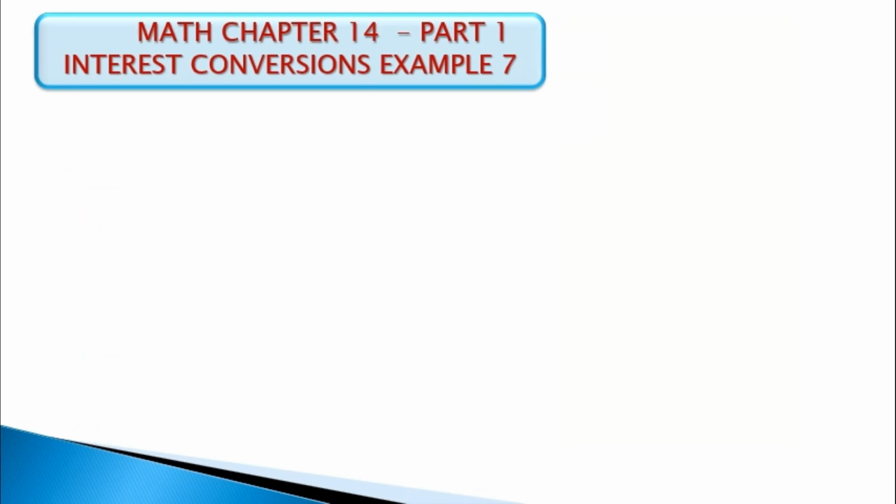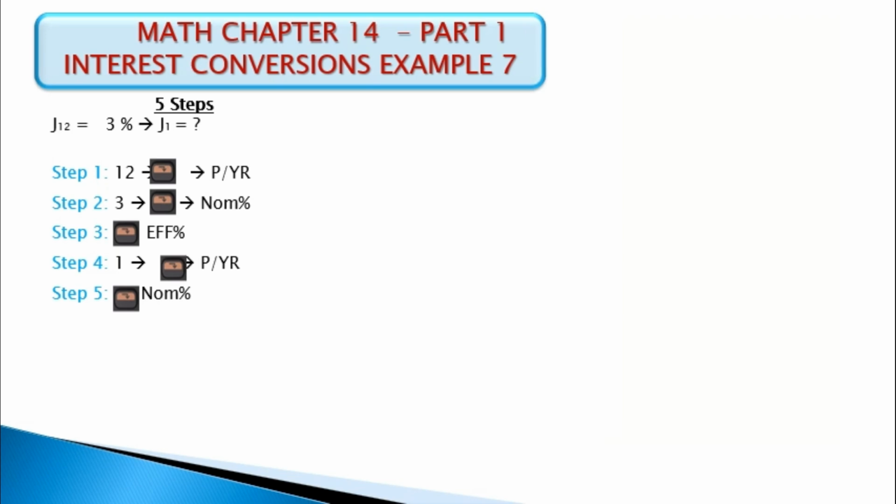Let's do another conversion. We're going to convert J12 equal 3% into J1 of some percent. We don't know how much percentage in J1 is the same as J12 of 3%. So let's bring in the calculator. It's 5 steps, and I showed you that it can be done in 3 steps, but let's get really good at the 5 steps, then later on we'll cut it down to 3 steps. So let's get started.